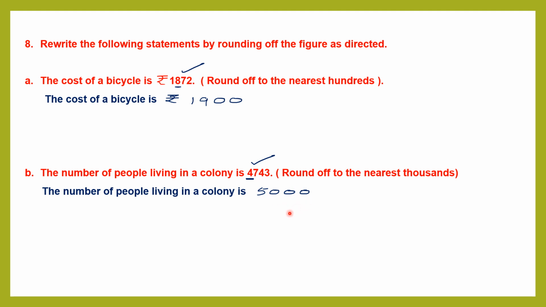Again, when someone asks us, how many people are there in your colony? We say around 5,000, about 5,000 or roughly 5,000, whereas the exact number is 4,743. This is not a number that we tell people about generally, isn't it? This is only when they want to find out the exact number. Otherwise, we use a simpler number so that the other person gets an idea about how many people are there roughly.